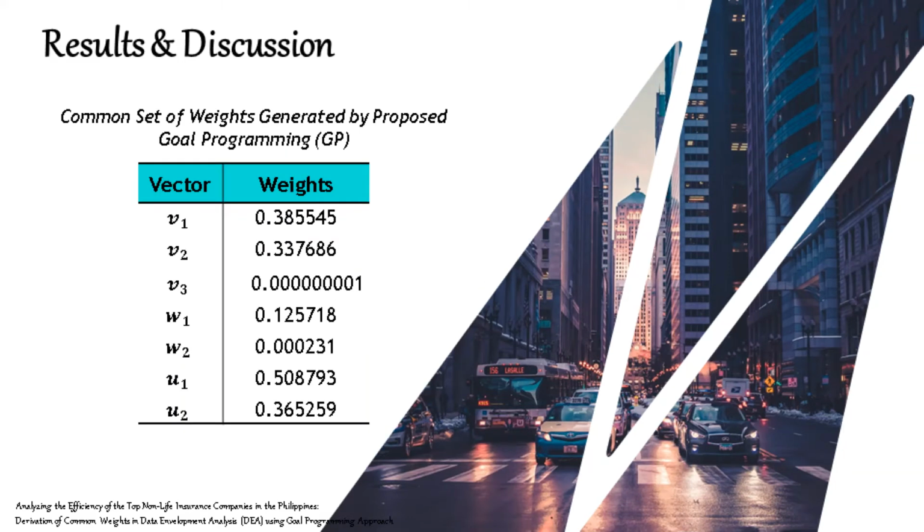However, as discussed in the weaknesses of conventional and traditional DEA, maximization of the overall efficiency of each DMU would lead to differences in weights to be applied to the variables considered per insurance company. Hence, the goal programming approach was used in order to yield the common sets of weights that would be applied to all insurers, with the objective that the deviation between the actual efficiency and maximum attainable efficiency is minimized. The table shows the calculated common sets of weights for the inputs and outputs obtained from the proposed model using goal programming.